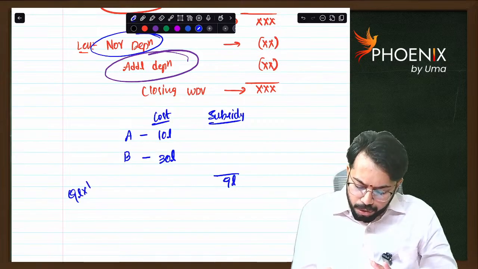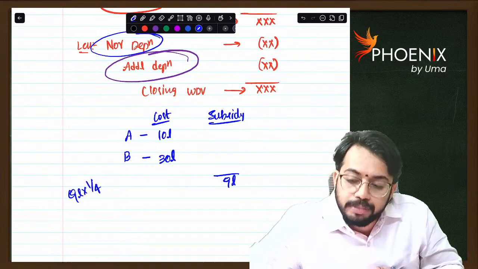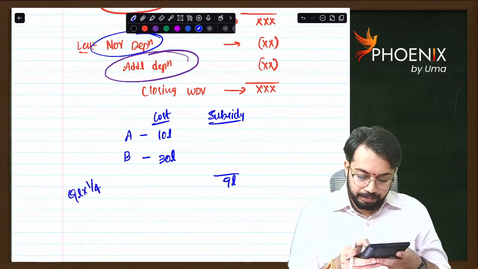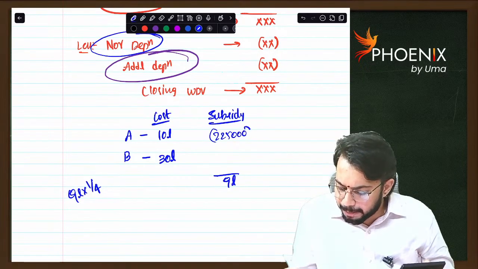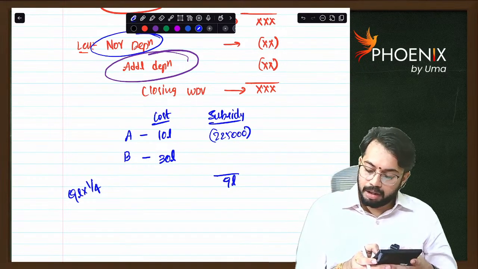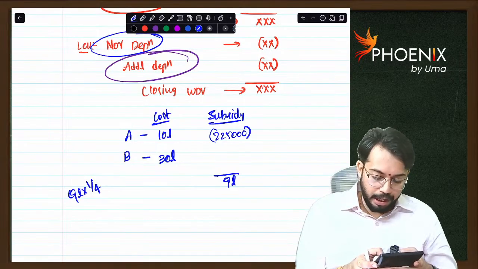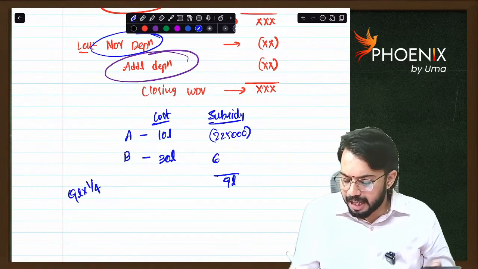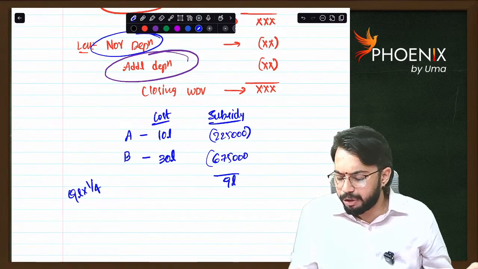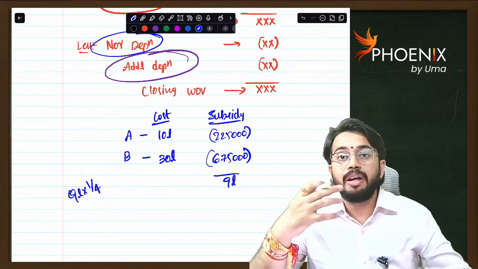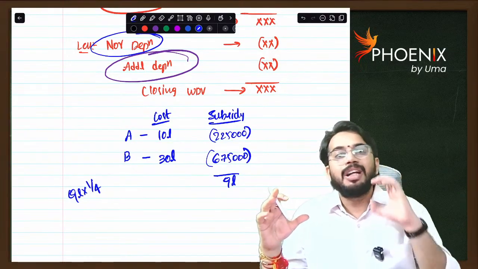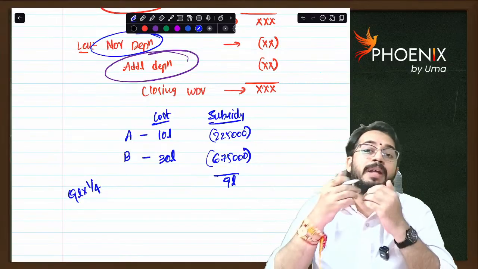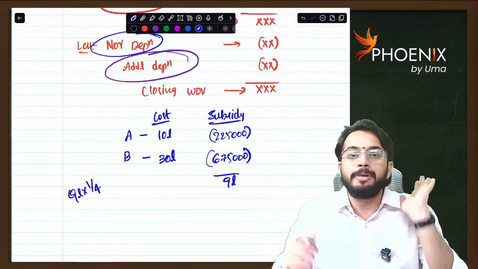9 lakh into 1 by 4. How much? 2,25,000. This is the subsidy. 9 lakh into 3 by 4, 6,75,000. So whenever you receive subsidy on a composite basis for two or more assets together, then whatever the subsidy amount is there, that is to be reduced from each asset on a proportionate basis.